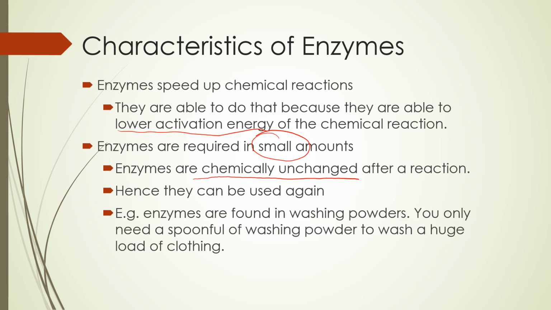Enzymes are actually found everywhere around you. This example that you are looking at right now is a very common example. There are enzymes found in washing powders. If the enzymes are not destroyed after a reaction, they can be reused over and over again. So when you use washing powder, you realize that you only need to put a scoop in a huge load, and this scoop is enough to clean the clothes. It's enough to break down blood stains and food stains and whatever. It's because the enzymes in the washing powder are not destroyed and they can be used over and over again.